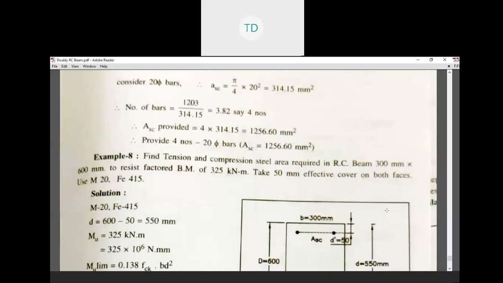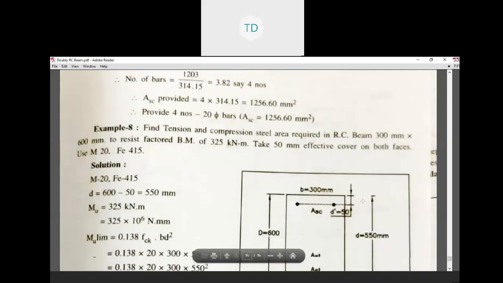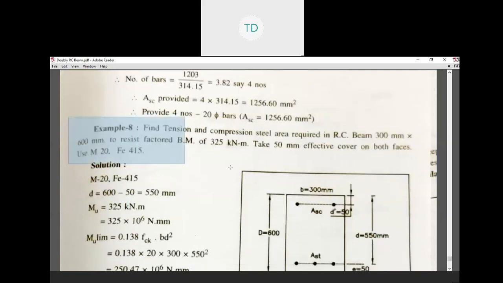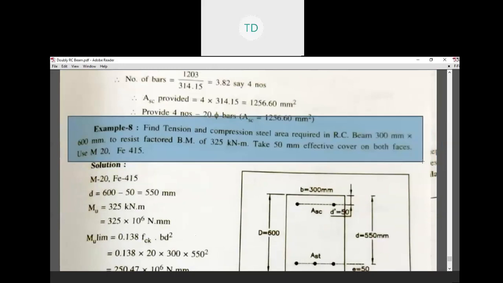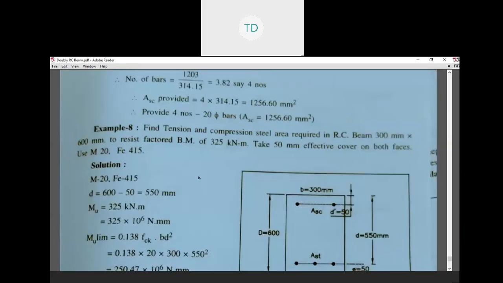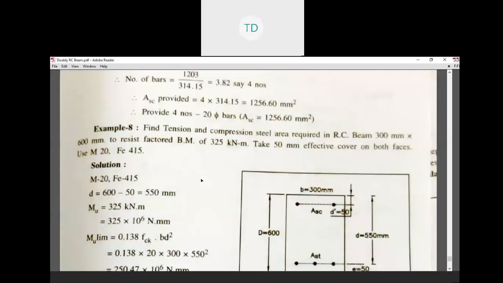I need to tell you that this example is to be solved by yourself, and in case of any query let me know. Let us start the question.